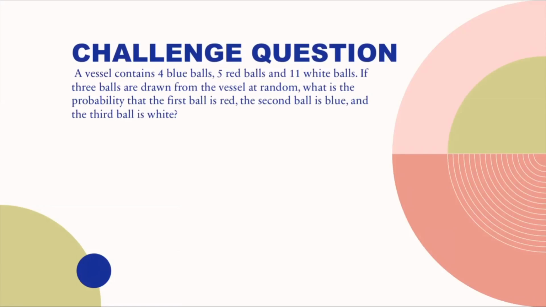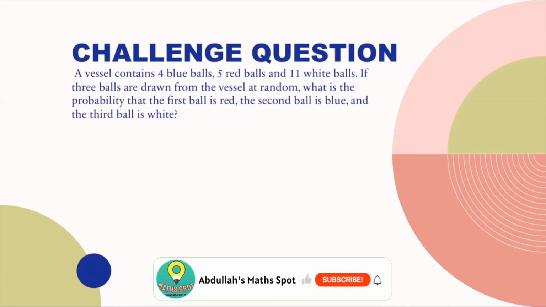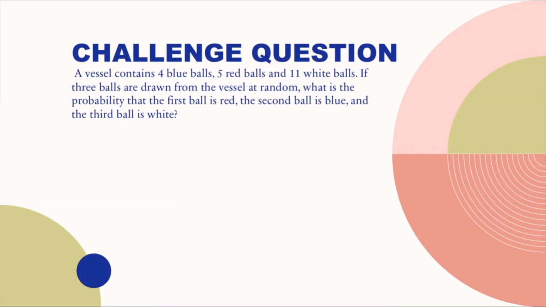Okay, so first we have to find out the total number of balls in the vessel. 4 plus 5 plus 11 is equal to 20. So that means there are 20 total balls in the vessel. Now it's asking if 3 balls are drawn from the vessel at random. That means 3, it could be either blue, red or white. But it's saying what is the probability that the first ball is red, the second ball is blue and the third ball is white. Let's first write the numbers.